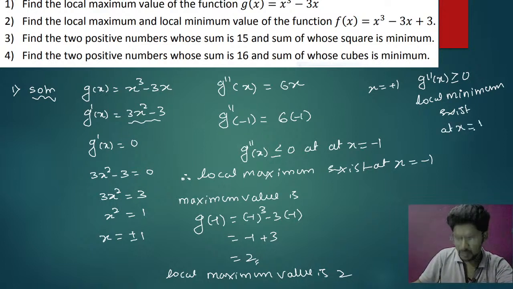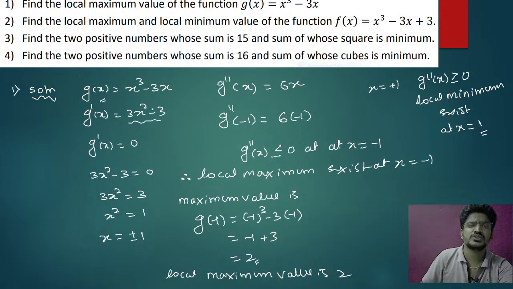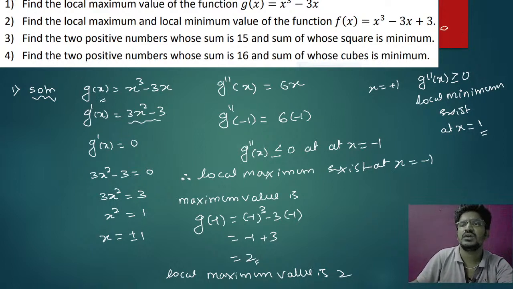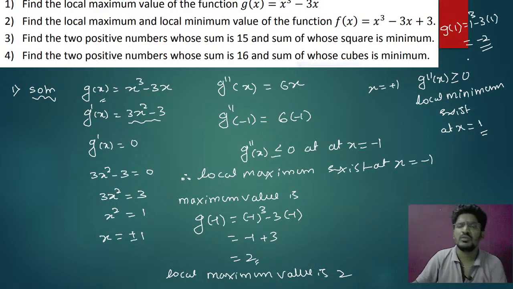So if they ask local minimum, you take this x equal to 1 and you put in g of x, so that you will get local minimum value. You can check that also. That will be g of 1. So 1 cube minus 3 into 1. So see that it will be minus 2. This is local minimum and this is local maximum.